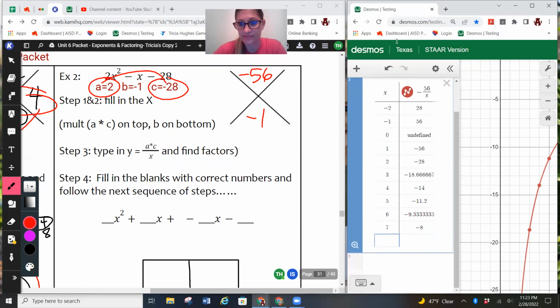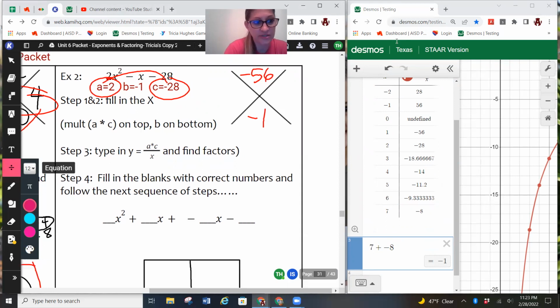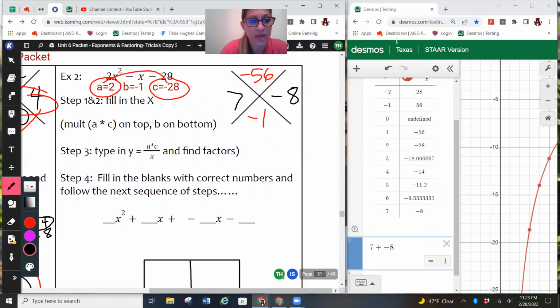There it is. 7 and negative 8 add to negative 1. And you can test it right here. 7 plus a negative 8 add to negative 1. 7 times negative 8 multiplied to negative 56. So now I know it's a positive 7 and a negative 8. Now, when you put this back in your 4 spots, notice there's a minus. That's where I'm going to put my negative 8x. This is where we're going to put a 7x. Okay, only these two go down there.